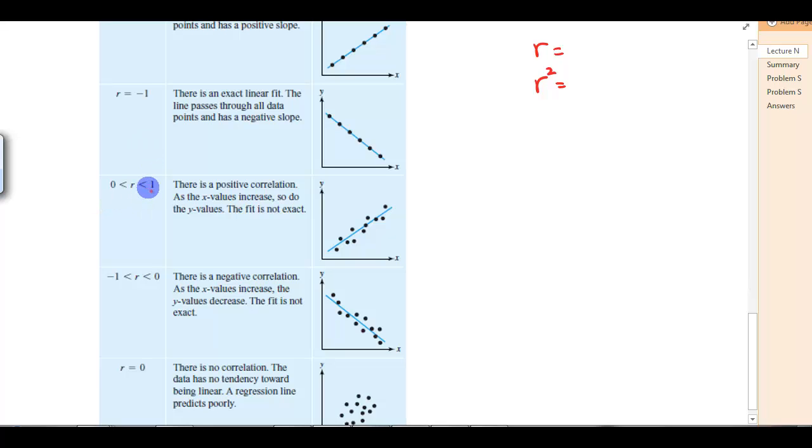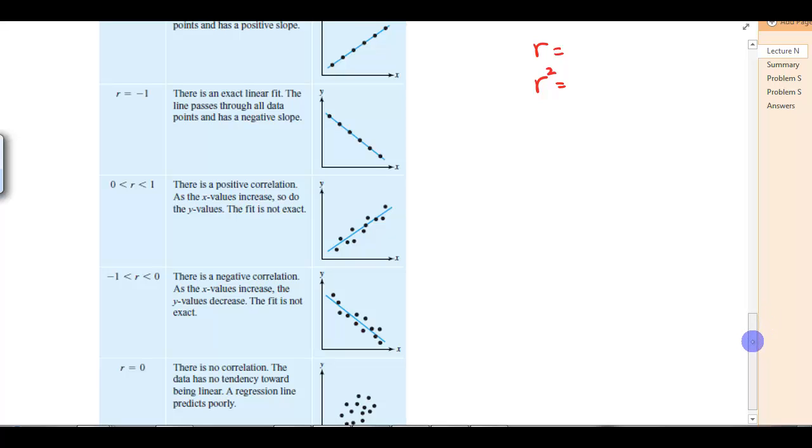If r is a fraction, it would be a decimal on your calculator, between 0 and 1, so a positive fraction. That means it is a positive slope, and they're in there somewhere. Some of them might hit, some of them don't. It's going in the general direction. If it's between 0 and negative 1, it's a negative slope. Same thing, not a perfect fit, just hitting some of the dots, not all of them.